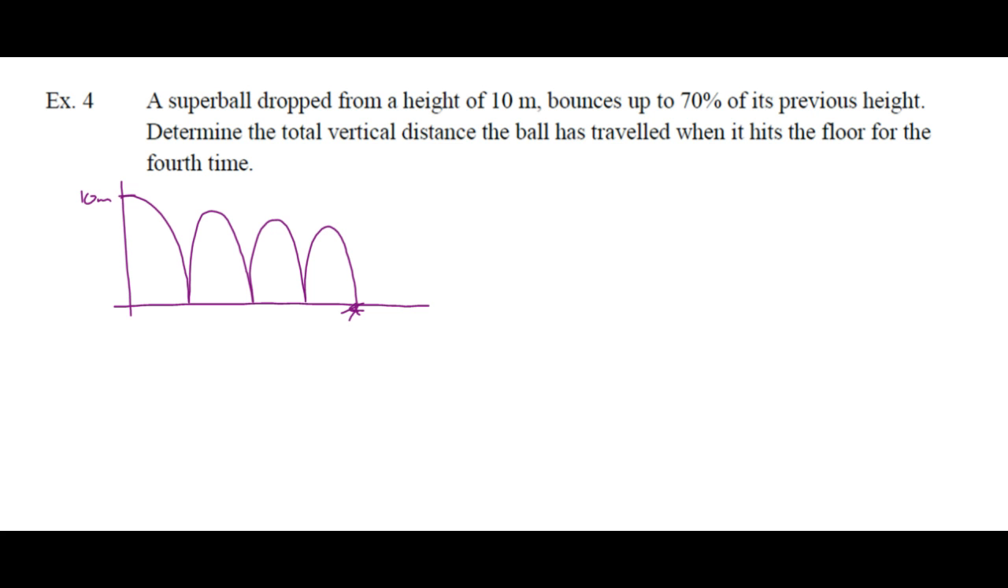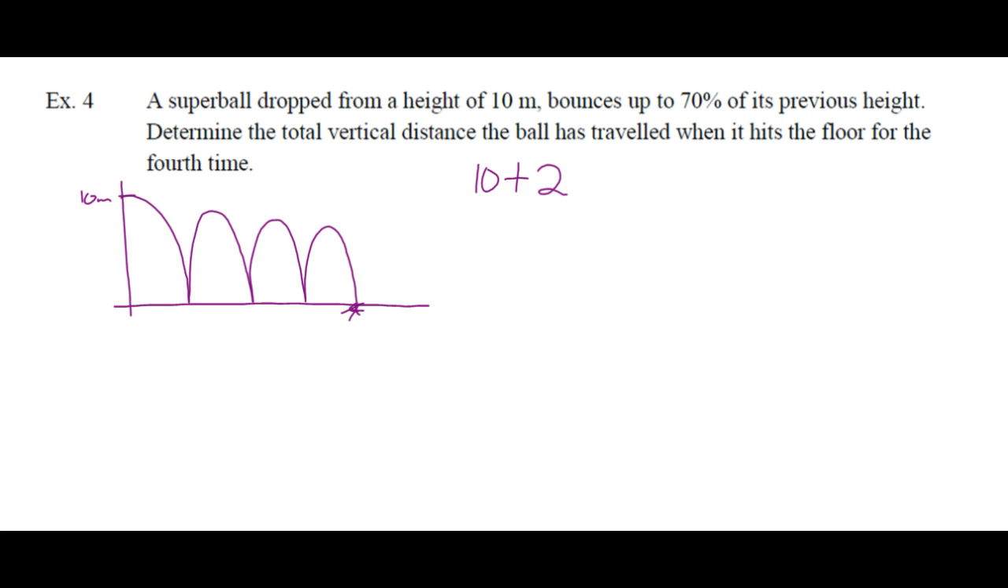But we want a way, like, what if they said the 10th time or the 12th time? I can't do those in my head. So we have a formula. We can sum up a series. But here's the deal. Now we actually have 2 choices. So the sum that I want is 10 plus 2 times 7, 7 up, 7 down, plus 2 times 7 times 0.7.